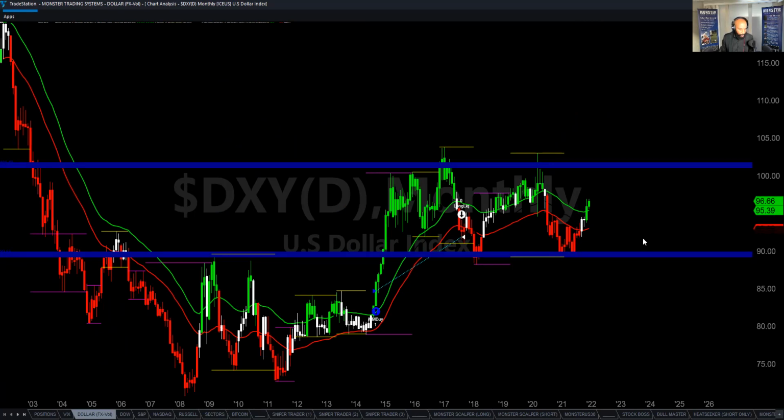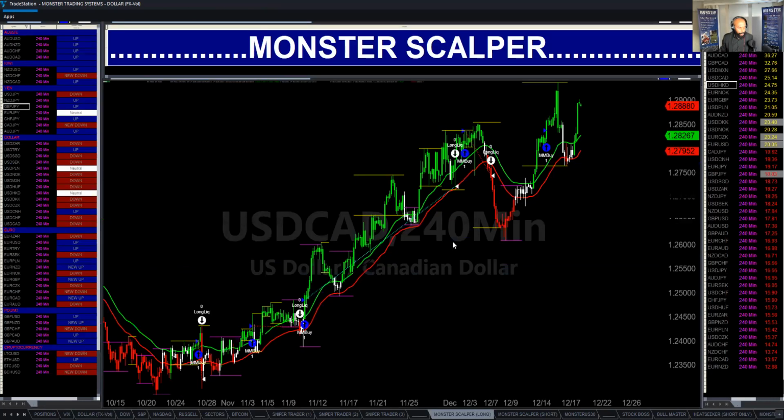Stop me if you guys have any questions as I go through this. Good price action on the dollar index. If we can get up into this area in here, that would be great, and hopefully break through that resistance area for the dollar. Okay, let's take a look at the Forex pairs.